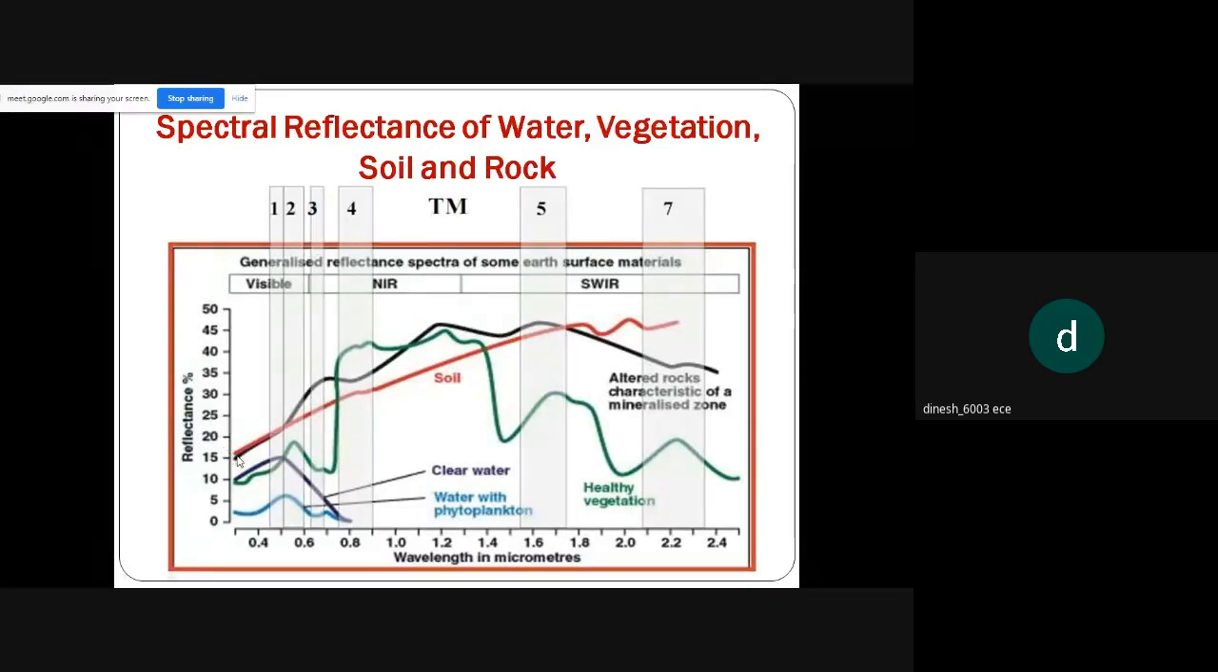You can see soil is red, green is healthy vegetation, blue is water, violet is clear water, and black is rocks, altered rocks, characteristics of mineralized zones. So those constitute them. This blue is your water with phytoplankton, which are microorganisms. Water with microorganisms, or green water, or the fresh water that has been poured down recently.